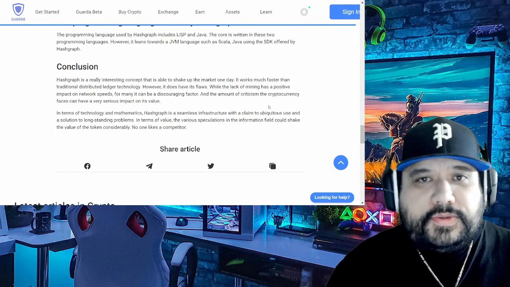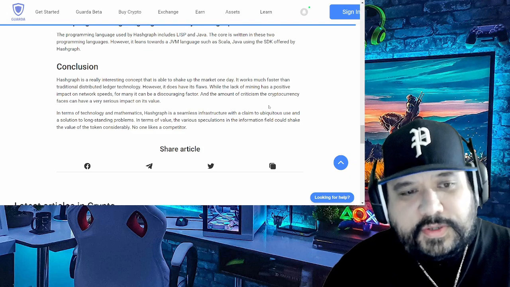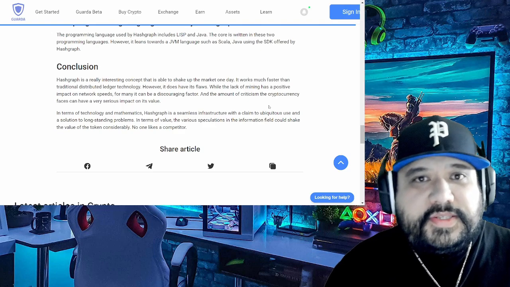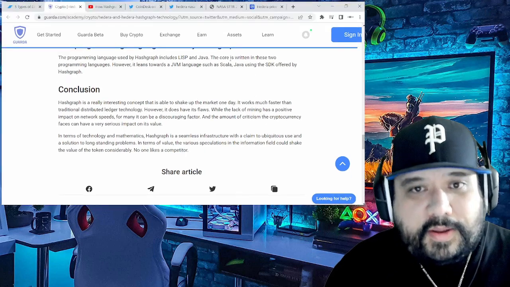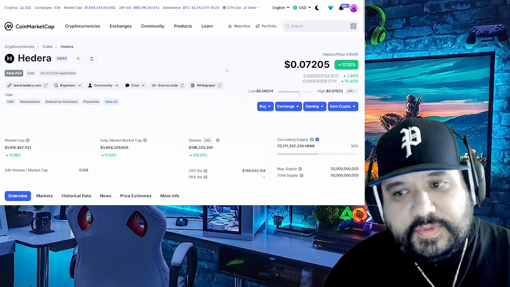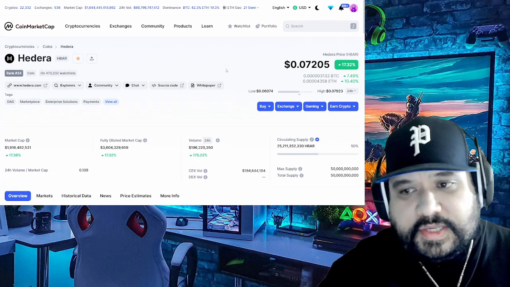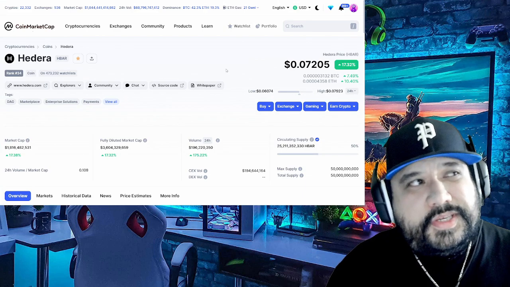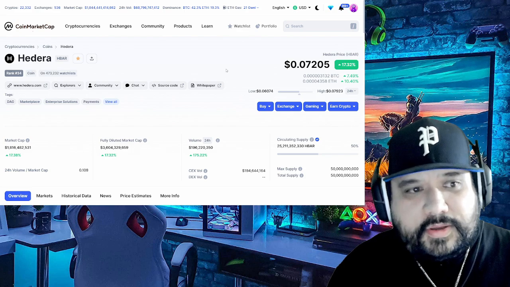Now, finally, conclusion. I will read this. Hashgraph is a really interesting concept that is able to shake up the market one day, and it is as we speak. How do we know that? Boom, here you go. It's up 17.5%. It was actually even up more than this. This particular price was in the 8s earlier yesterday. I think even Stardog outlined that to me.